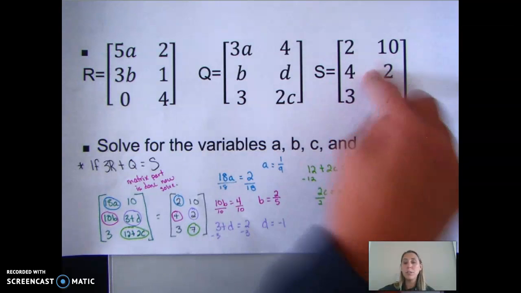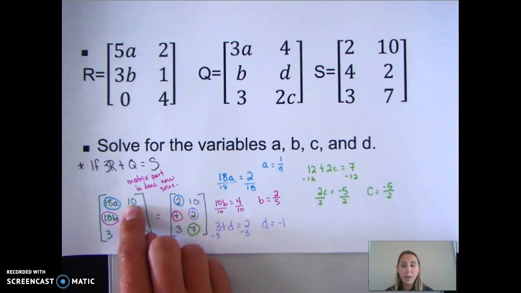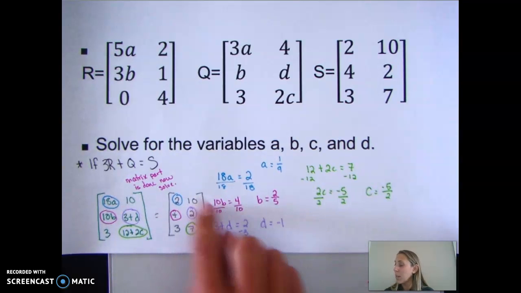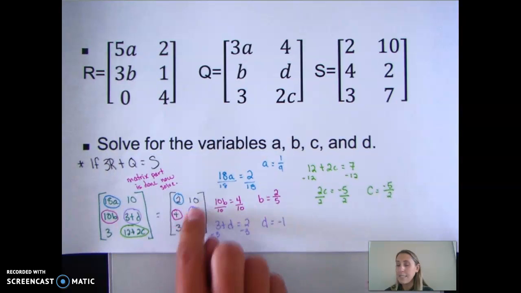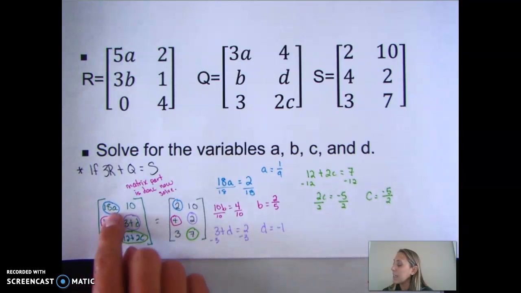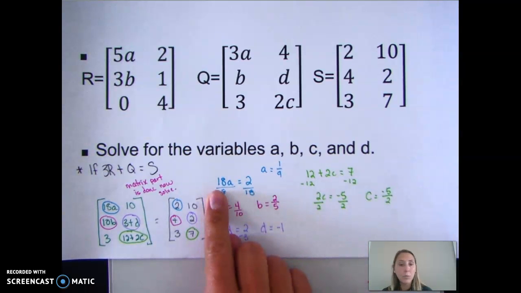One thing I want to show you that I noticed is that if I look in this second spot where it says 10, so this would be row 1, column 2 of 3r plus q. If I look in the same place in my S, row 1, column 2, you'll see that 10 and 10 are the same. So we're going to use that idea to solve for those variables, meaning if I say 10 equals 10, then yes, that's true. Well, then I'm going to say 18a equals 2.